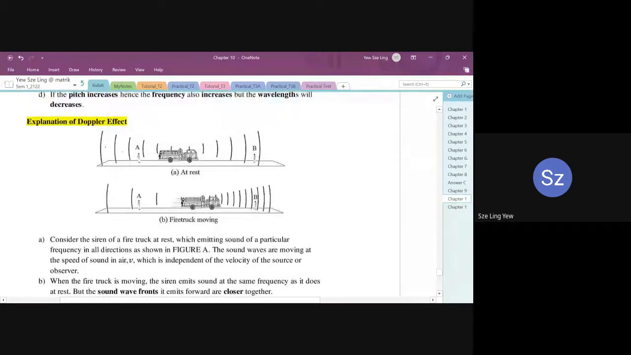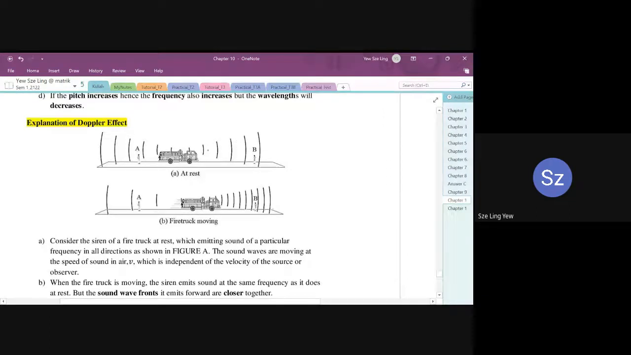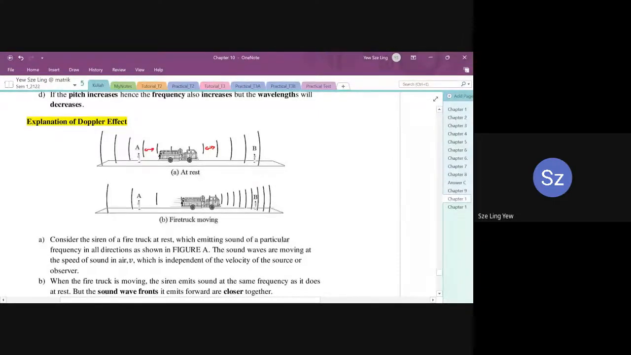If your object is at rest, then you will have a nice spherical shape of the wave that is distributed evenly in all directions. Actually, not just both sides. Front, back, up, down, they all have the same distance. So you look at here, the wavelength is the same. They have the same wavelength in front and at the back of the object.